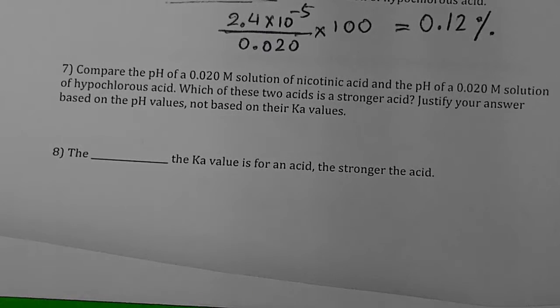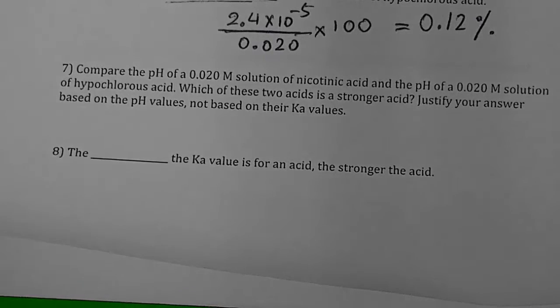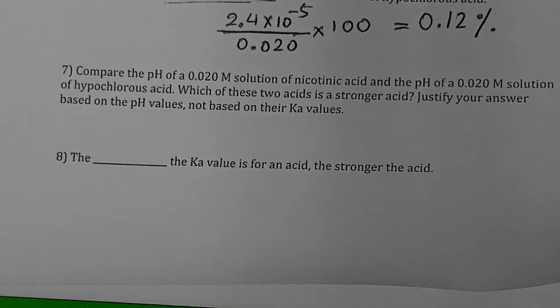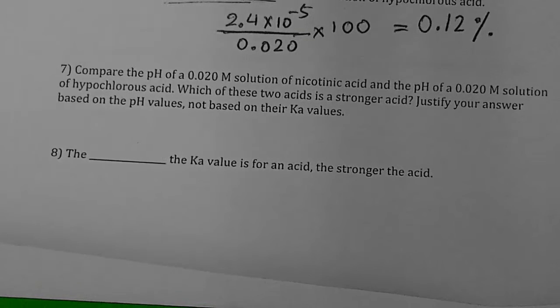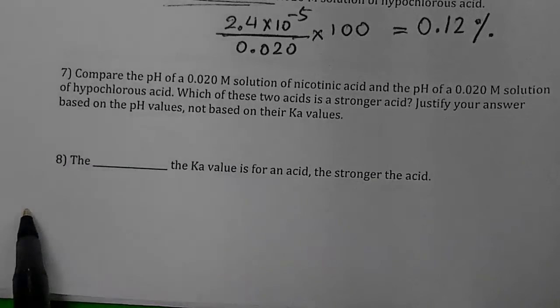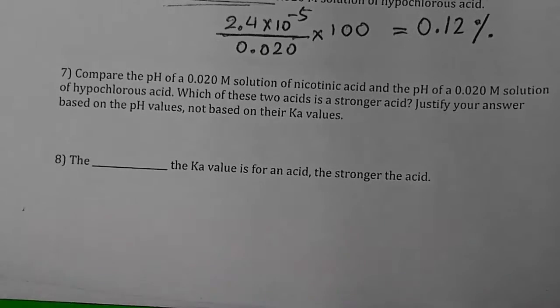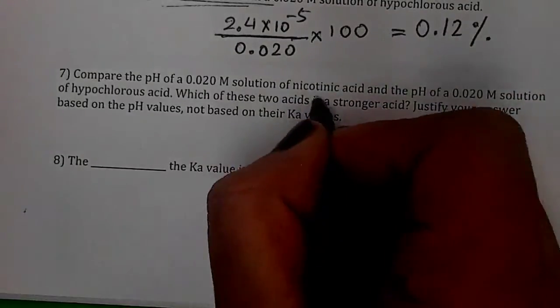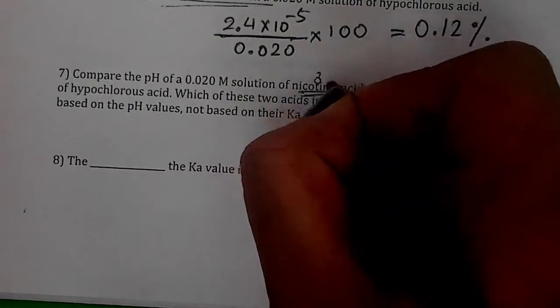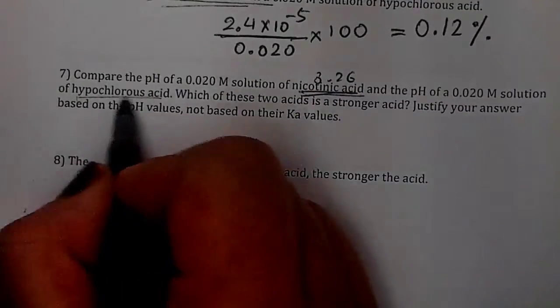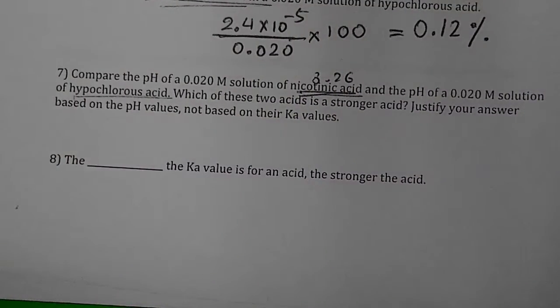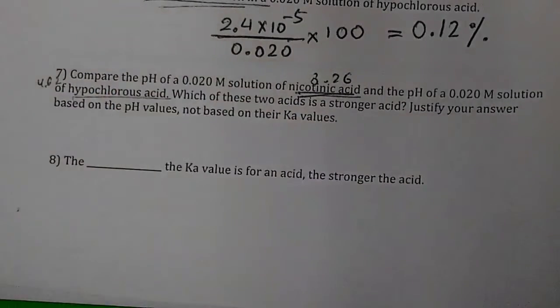Nicotinic acid is the stronger. Why? It has more H+ ion in solution. Okay, so we just did it. I don't know if you guys noticed that we just calculated the nicotinic acid, right? In 5, in C, they give it to you. So nicotinic acid pH is what? Right, it has 3.26. And the hypochloric acid is 4.62. So that's what I'm saying. Compare them and then explain it.